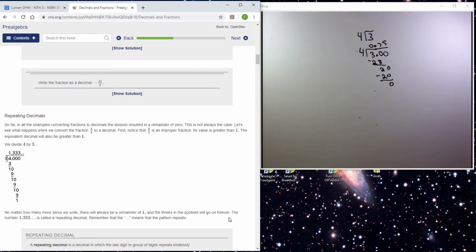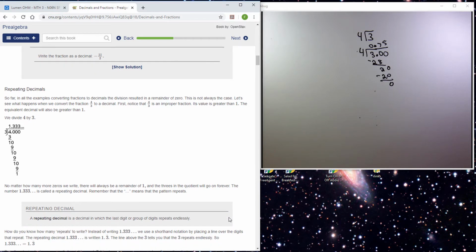Now to go into a concept of repeating decimals. So you can see an example here that we divide 4 by 3. We're dividing 4 by 3. And you notice it doesn't seem to end. You look for a remainder of 0. You never get a remainder of 0. You notice, of course, we have 3's and they go on forever.